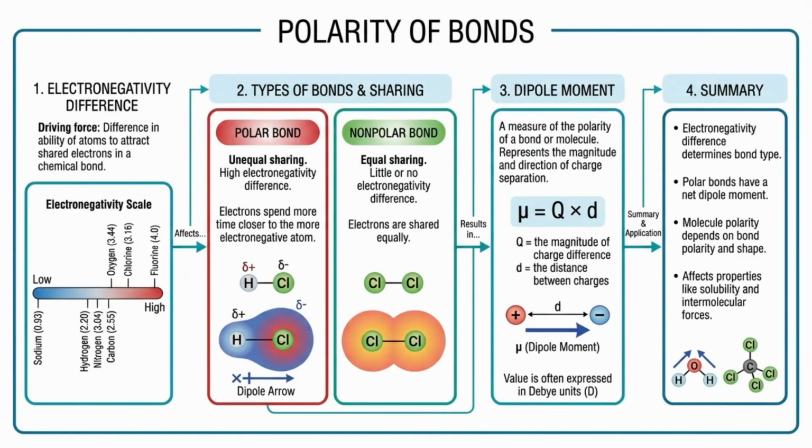Let us begin with the concept of bond polarity. When two atoms form a chemical bond, the electrons are shared between them. However, this sharing is not always equal. The difference in electronegativity between the atoms determines how the electrons are distributed. If the difference is significant, the electrons are pulled closer to one atom, creating a polar bond with partial charges, denoted as delta positive and delta negative. If the electronegativity difference is negligible, the electrons are shared equally, resulting in a nonpolar bond. This unequal distribution of electrons leads to the formation of a dipole moment, which is a key factor in molecular interactions.